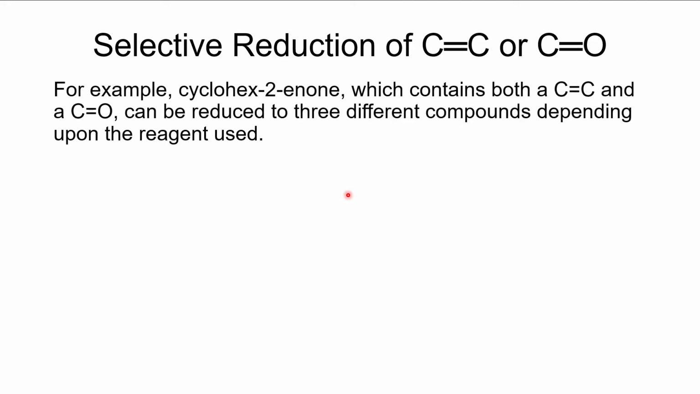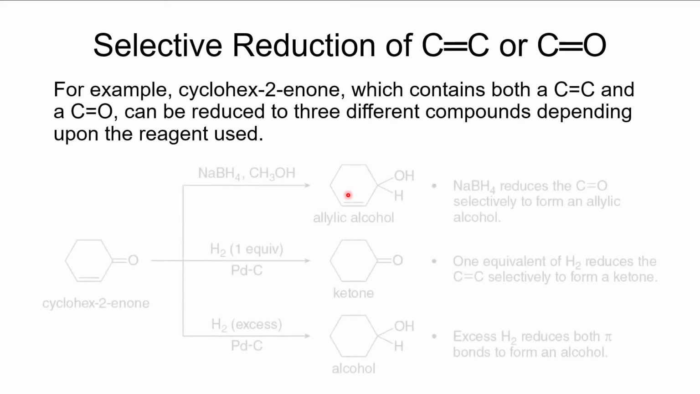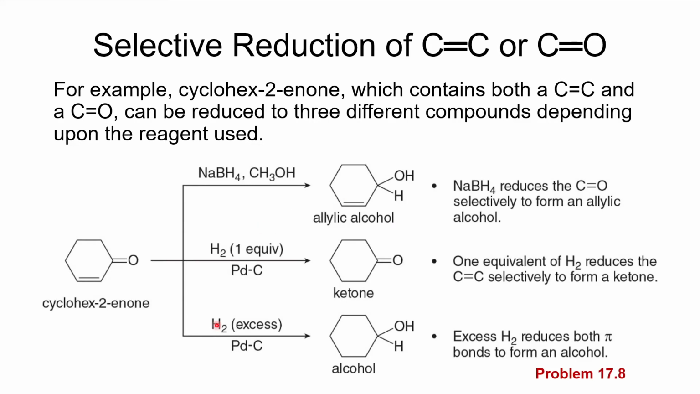So here we've got the compound cyclohex-2-enone. All right. And with cyclohex-2-enone, there are two things that we could potentially reduce. We can reduce the alkene, or we can reduce the ketone, or we can reduce both. If we want to reduce just the ketone, we can use sodium borohydride to do that reduction, and we will create this allylic alcohol. So sodium borohydride reacts with aldehydes and ketones, but is completely unreactive with the alkene. So that's why the alkene remains intact.